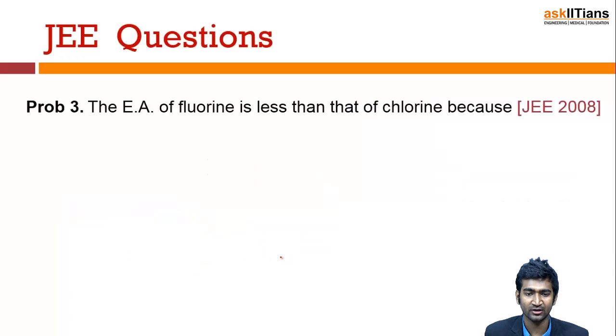The electron affinity of fluorine is less than that of chlorine. See, this question came in JEE 2008. How easy is that question? Fluorine is less than chlorine. Now, if you just imagine this question in your mind, fluorine and chlorine. One thing is clear to you, that the size of fluorine is less than chlorine, right? Because in chlorine we have an extra shell added up. So just try to think in that way.